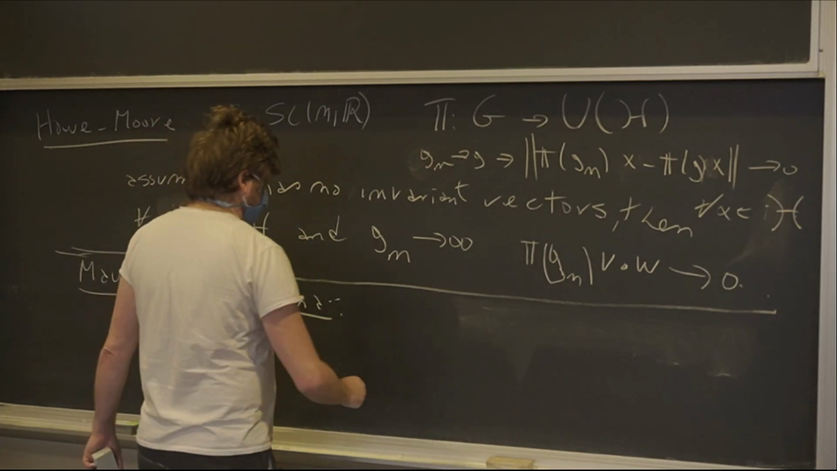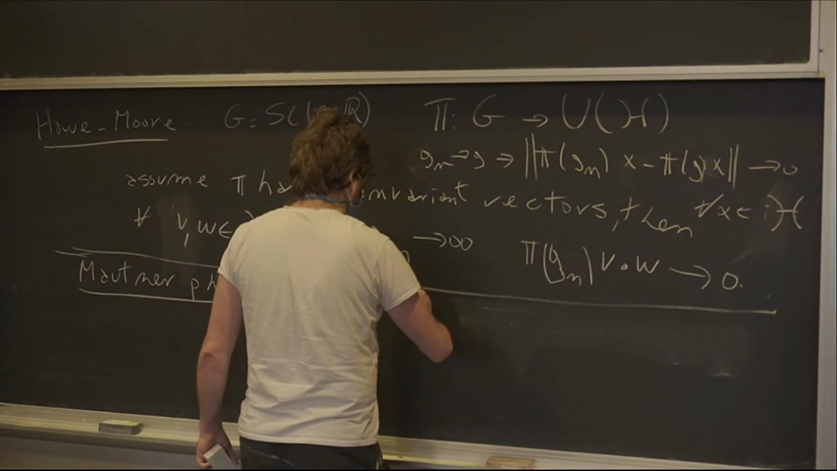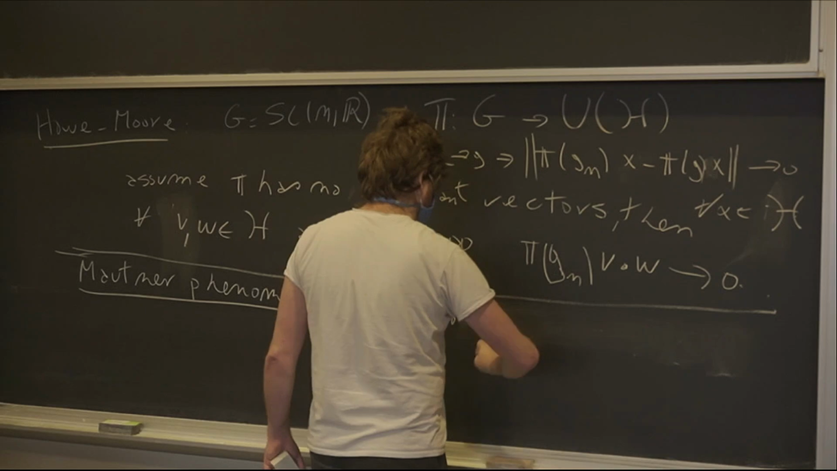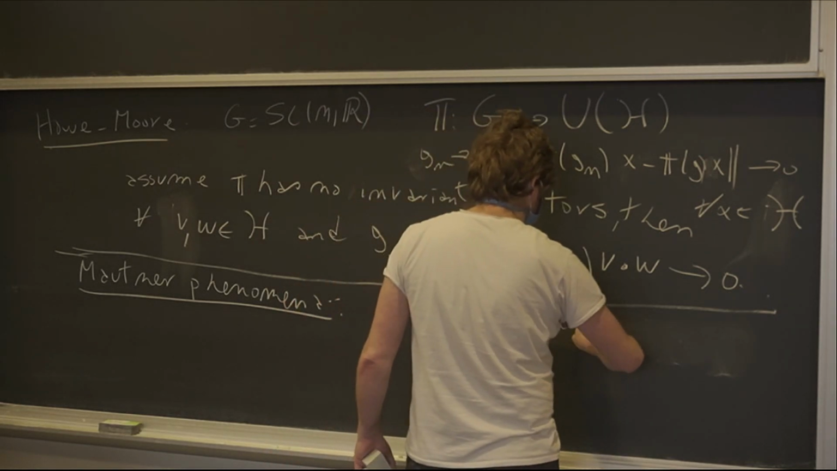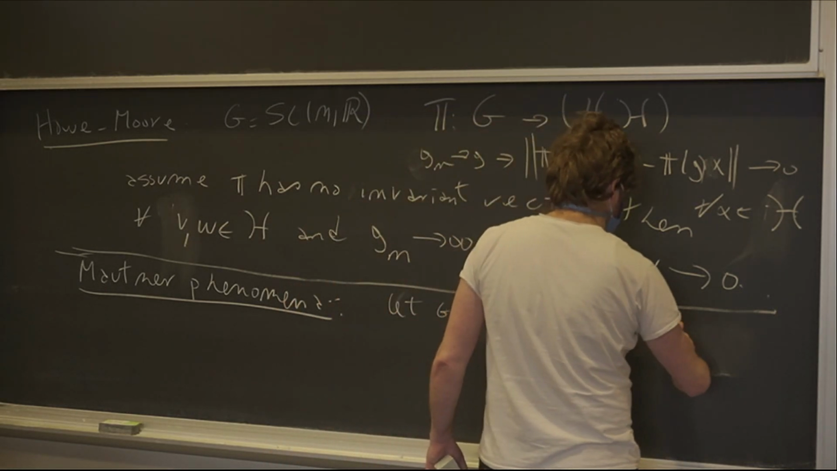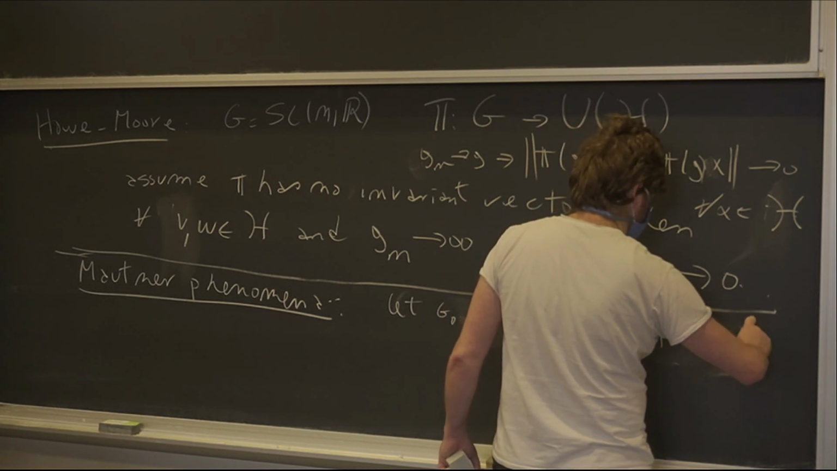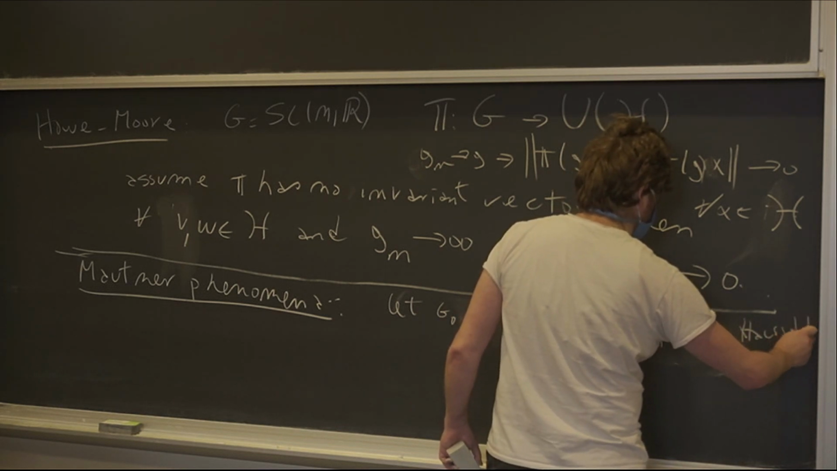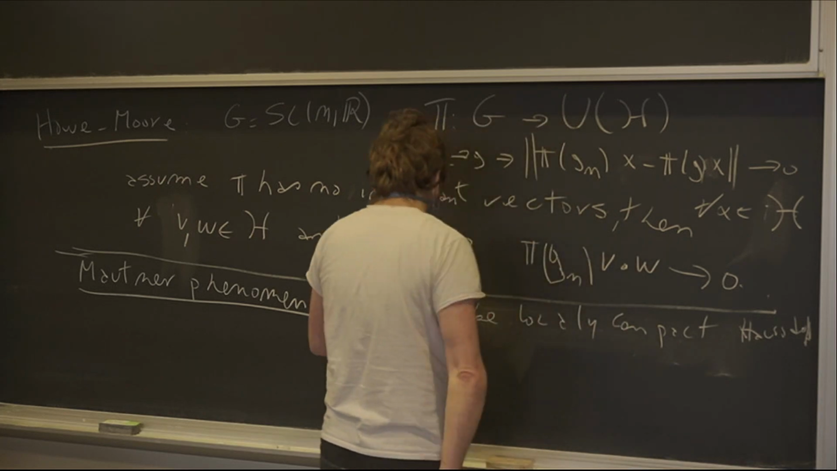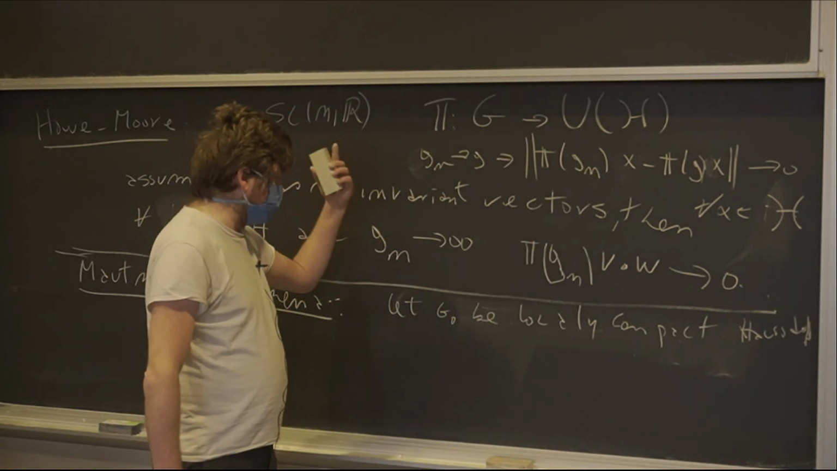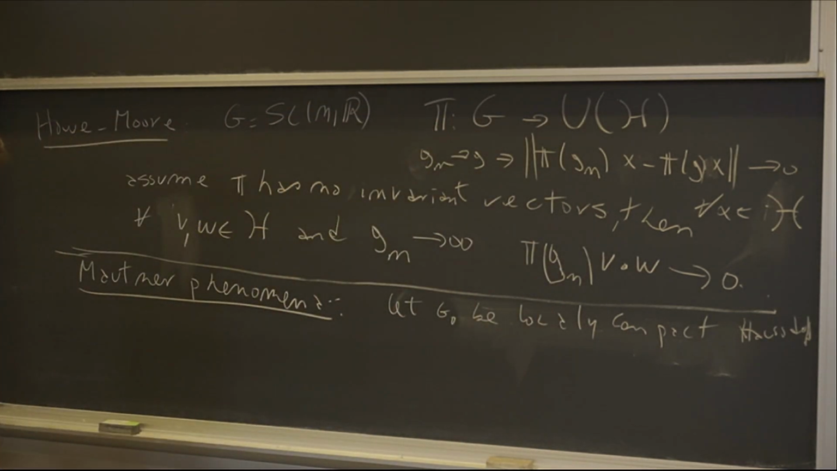So, let G naught be locally compact Hausdorff. The claim is for a very general group, not just for G. That's why I'm calling it G naught.